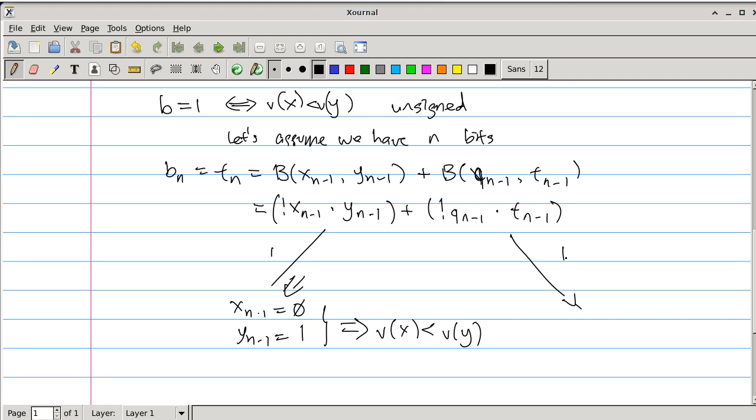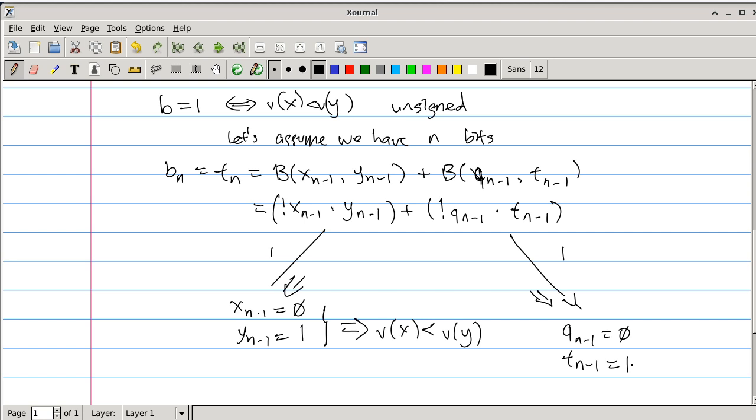Q n minus 1 is 0. Okay, this implies that Q n minus 1 is 0. And what else? Yep. So Tn minus 1 is a 1. Okay. I look at this and go like, what can we tell from here? Okay, what can I tell when Qn minus 1 is a 0? In other words, can I tell something about x and y if I just know that Qn minus 1 is a 0? What do you think?